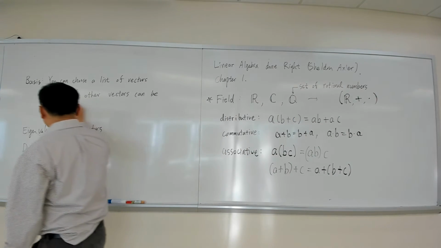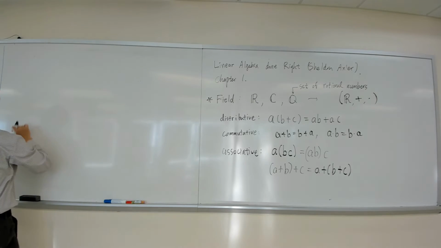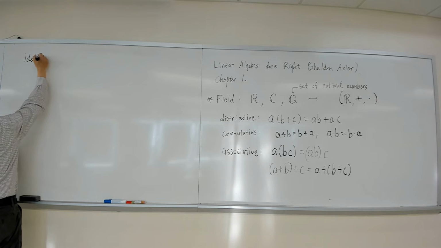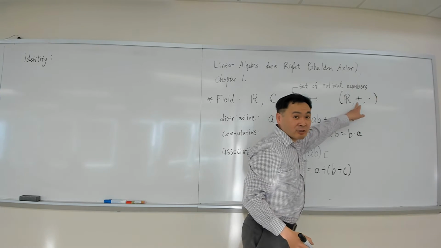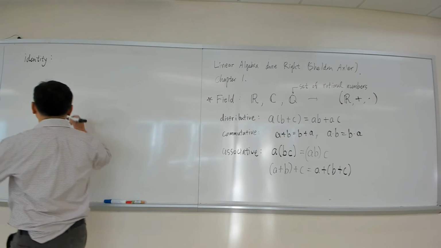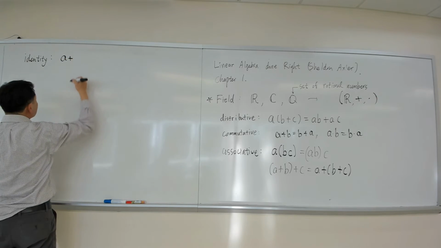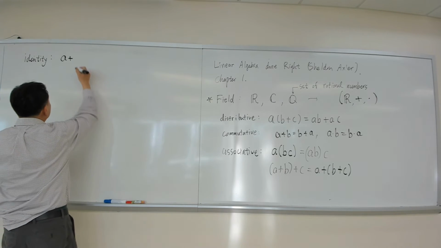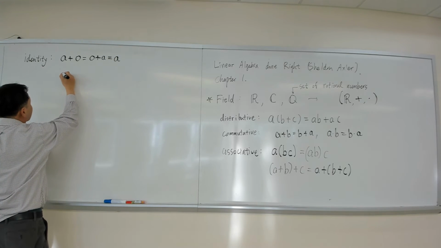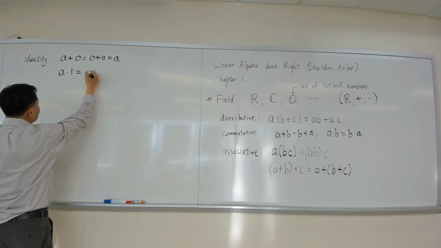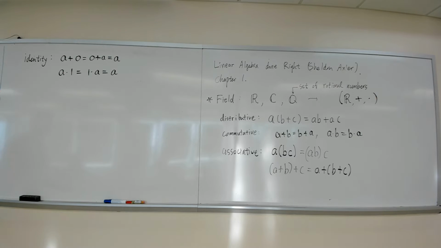Do you know anything else? Identity. Yes, identity. You have 2 types of identities: the identity for the addition, and the identity for the multiplication. A plus, what's the additive identity? 0. So A plus 0 is 0 plus A, which is A. And the multiplicative identity is 1, so A times 1 is 1 times A equals A. That's identity.